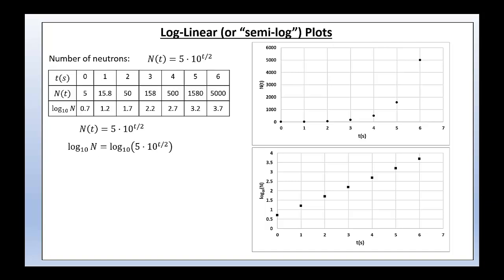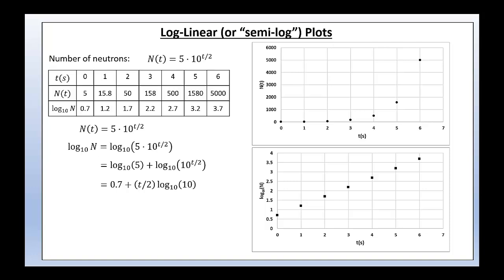And then remembering our rules of logs, if we have two things that are multiplied inside of a log, that means we can add the logs separately. So we can add the log base 10 of 5 and the log base 10 of 10 to the power t over 2. Well, there's another rule about logs, which is when there's an exponential inside of a log, that exponential comes out front. And so that second term, I can actually write as t over 2 times log base 10 of 10. The first term, if you just evaluate that, log base 10 of 5 is somewhere around 0.7 for our purposes at least here.